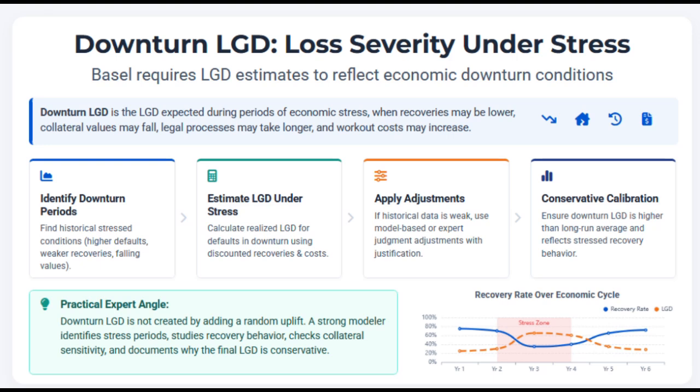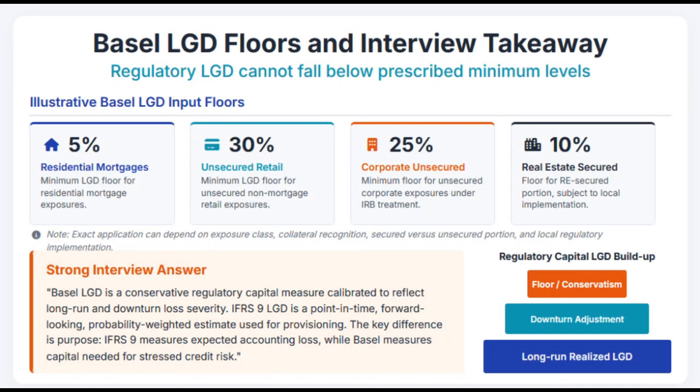One needs to apply adjustments as well, because if insufficient historical data is there, use model based or judgmental uplifts. Last and the most important is the conservative calibration. That is to ensure that LGD is higher than the long run average and reflects the stress recovery behavior. So I hope you have understood these 4 points from a fundamental conceptual understanding. Now let's move further to the Basel LGD floors and the interview takeaway perspective.